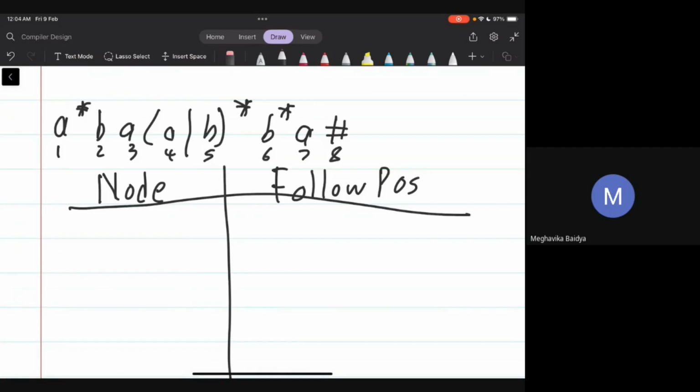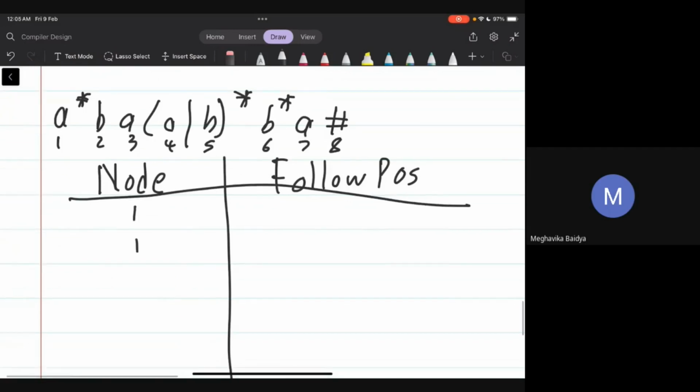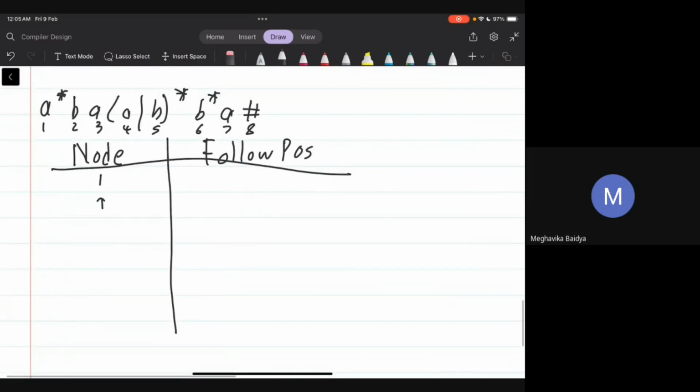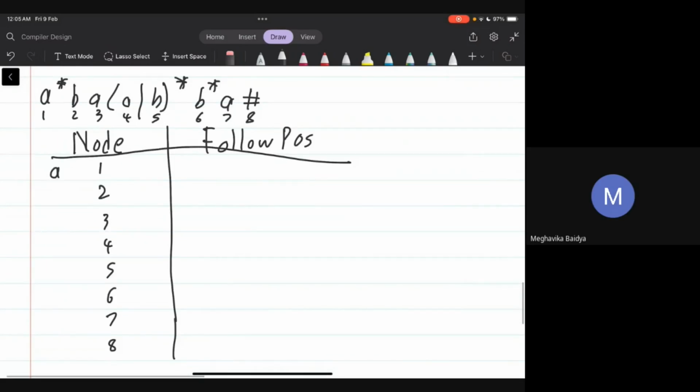Now you write one, two, three, four, five, six, seven, eight, and you can write the same thing here: A B B A hash. Now we do the follow pos.